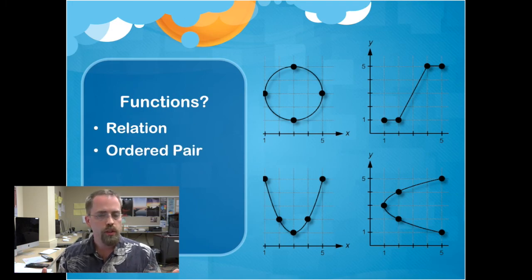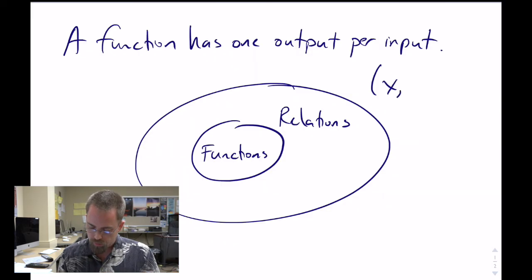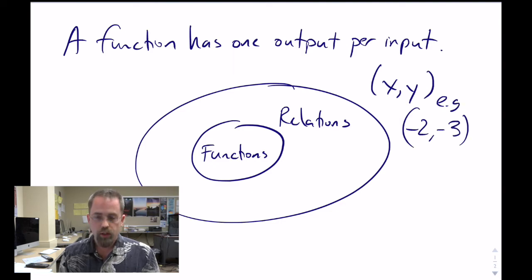Now, you're used to seeing ordered pairs. You may not be used to it being called that, but when we have x and y, like 2 and negative 2, and negative 3, those are examples of ordered pairs, where you've got input paired with output, independent variable paired with dependent variable. That's an example of an ordered pair.